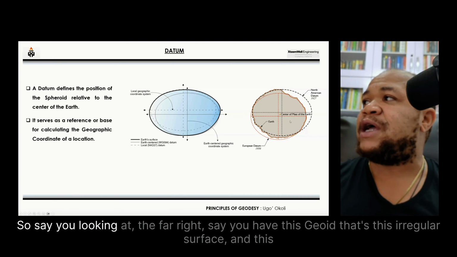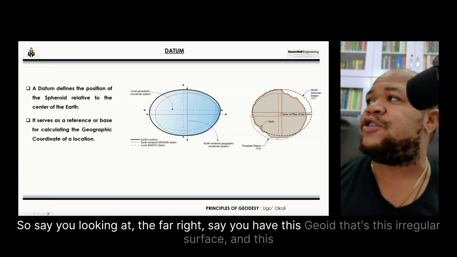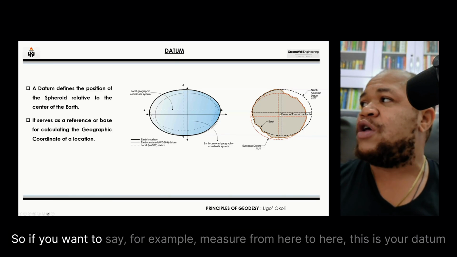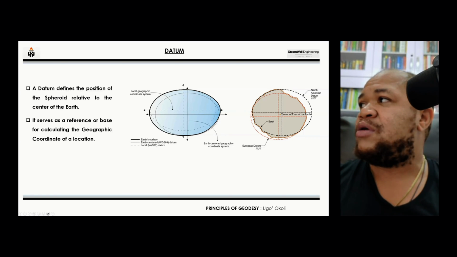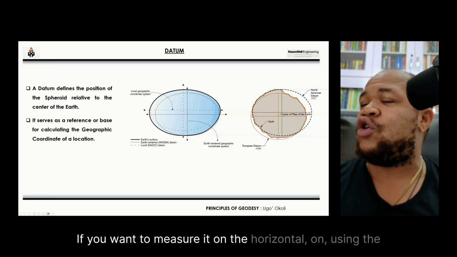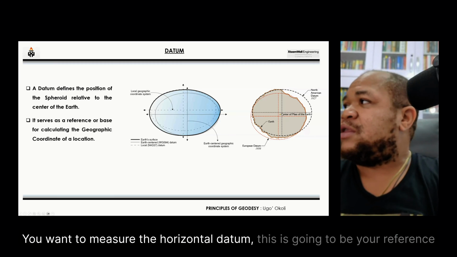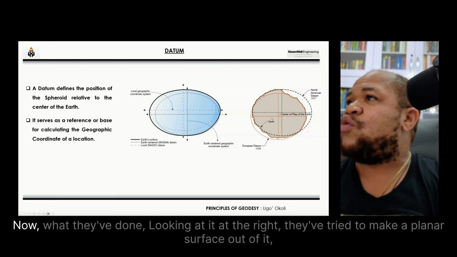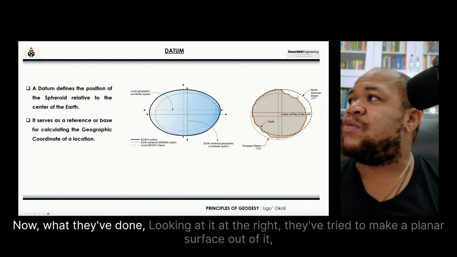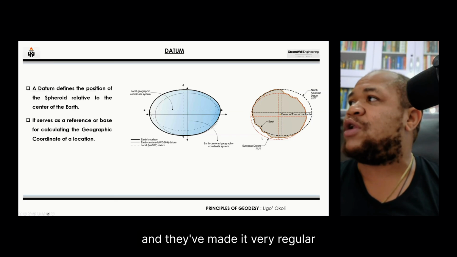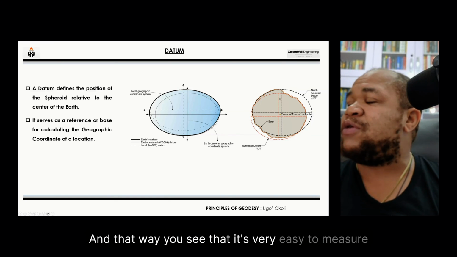Say, looking at the far right, you have this geoid, this irregular surface, and this is the center of the earth. If you want to, for example, measure from here to here, this is your datum. If you want to measure the horizontal datum, this is going to be your reference. Now, what they've done, looking at it on the right, is they've tried to make a planar surface out of it, and they've made it very regular. That way, you see that it's very easy to measure.